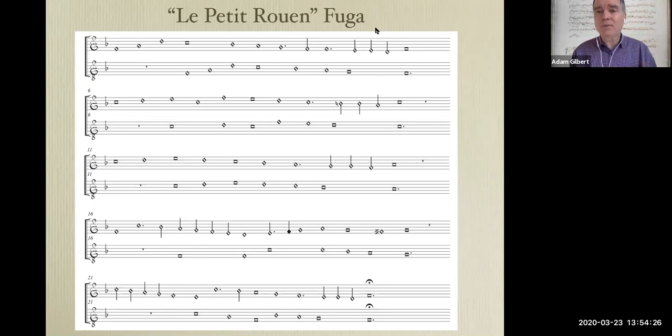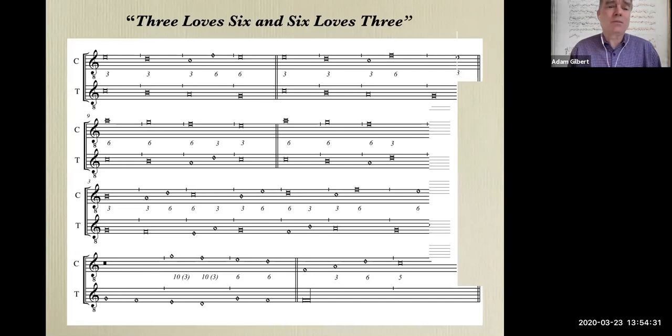Now, there's one other thing. This is a concept of three loves six and six loves three. I won't spend too much time on this. I'll let you look at it later. But once I'm in parallel thirds, if you notice here in the first system, I can jump from three to six, and then I'm in sixths. If I'm in sixths, the voice below can jump down to a third below. This is what I call the knitting and weaving of counterpoint. It's a great way to get you from one interval to another. This is standard material because you want to save those fifths and octaves until you get to the end of a phrase. So this is a really cool device to practice.